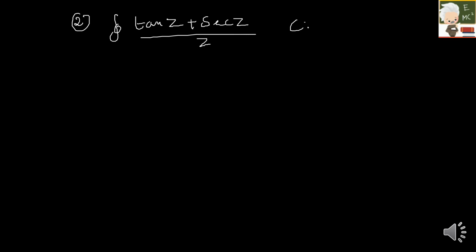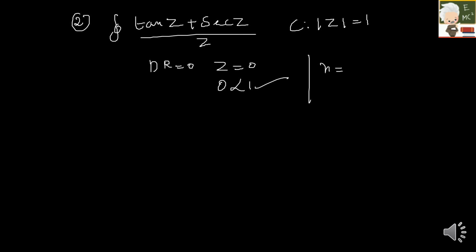So my second question is the closed integral of tan z plus secant z divided by z, and the contour is defined by |z| = 1. So my denominator should be equal to 0. So z is equal to 0. So I have to find whether this is going to lie inside or outside. So 0 is less than 1. So this point is obviously inside the circle. And here n is equal to 1. It is a simple pole. So now I have to find the residues.